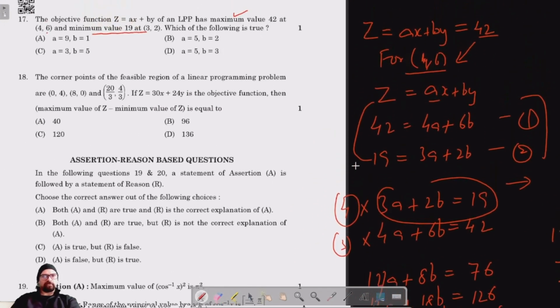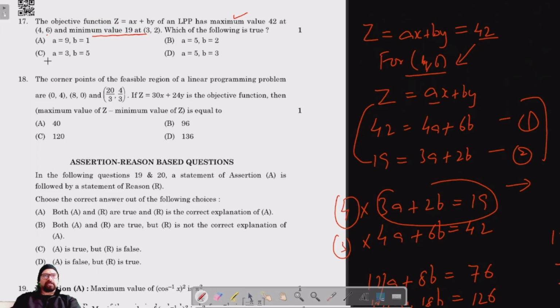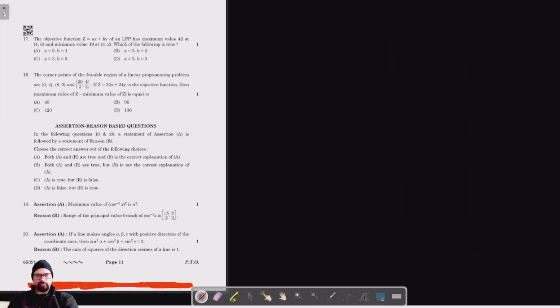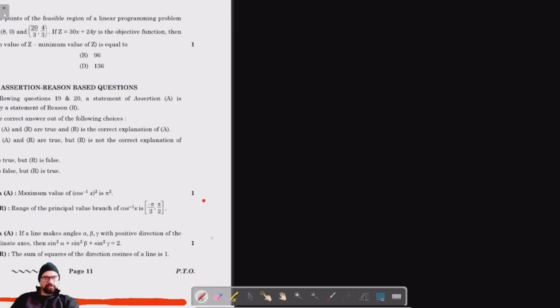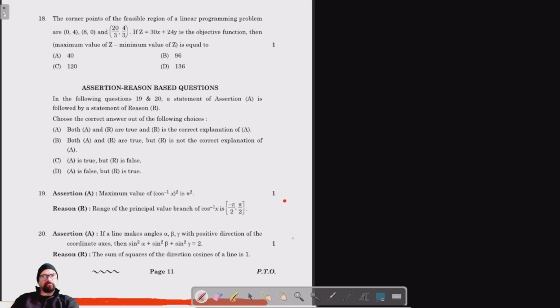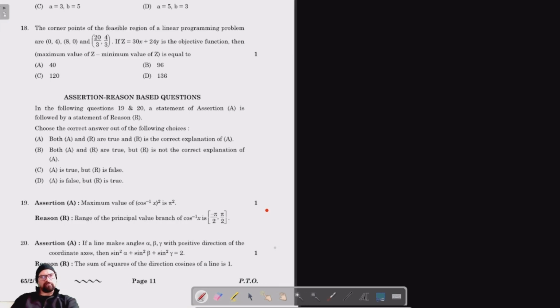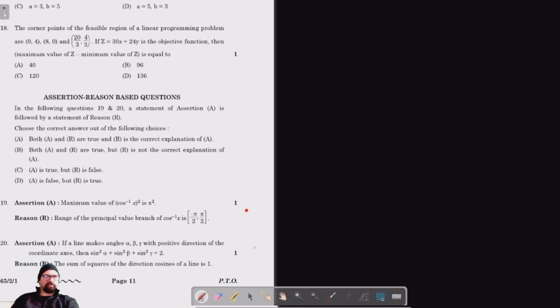Let's check our options. So a is 3 and b is 5, so option C is the correct answer. Okay, so for question number 18, we have to find the difference between the maximum and the minimum value of the objective function, given the corner points of the feasible region.